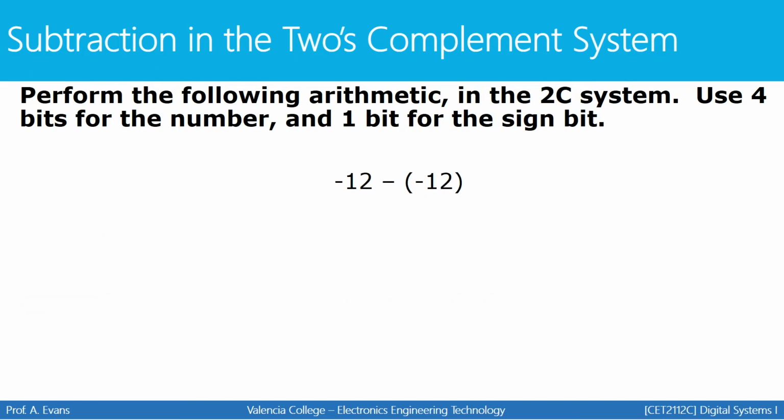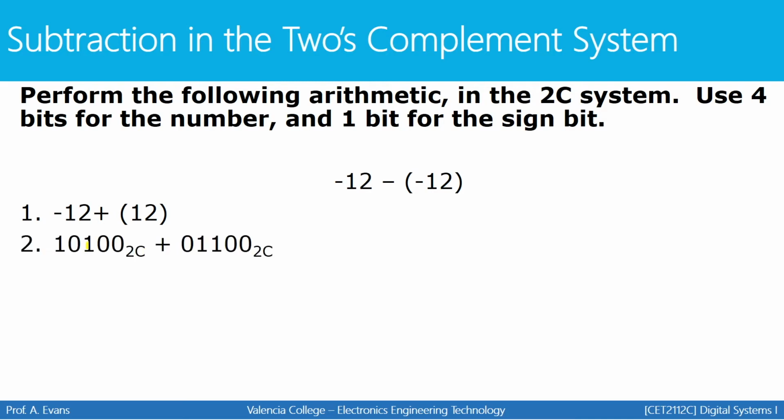Next, we have negative 12 minus negative 12. If we rewrite this, you get negative 12 plus 12. Here's the case where these numbers are equal and opposite. So when we add them together in the 2's complement system, we should get 0. So if you take the number 12 and write it as a 2's complement number, here's what you get.